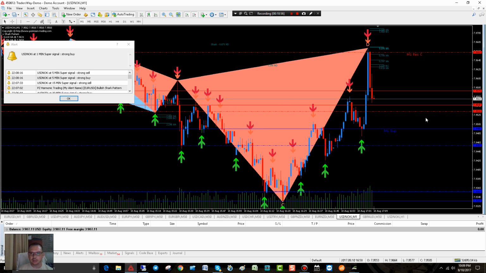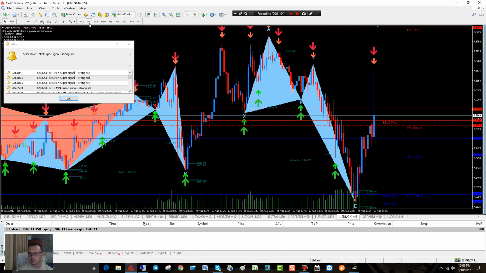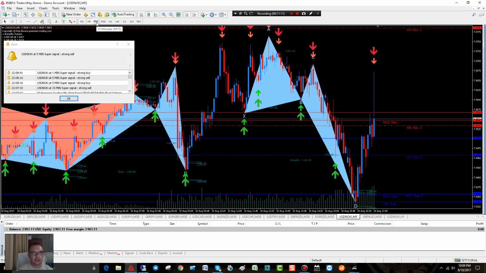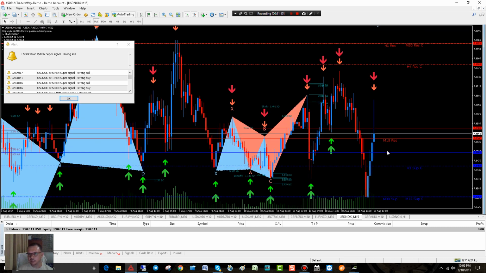Alright, and if we draw another horizontal line right about here, a little bit above, and then go to those higher time frames. Let's go to 5 minutes. We see that right here. That's the horizontal line I just drew there. And we see the 15 minute. Here's that line again. So that's more than likely where it's going to go.